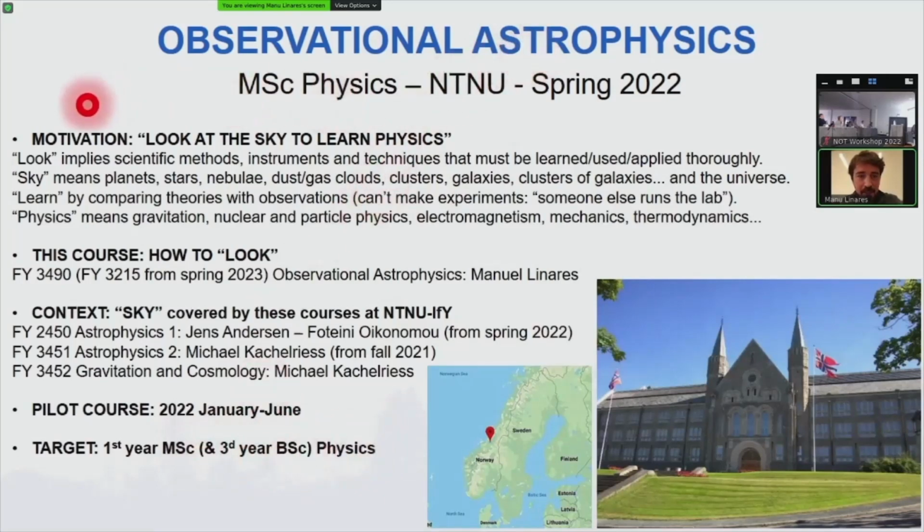And the motivation that we give to the students at the beginning is to look at the sky to learn physics, and the observational part is really how to look at the sky, and that of course implies scientific methods, instruments, and techniques that have to be learned and used and applied thoroughly. And this is the goal of this course, to teach them how to do this.